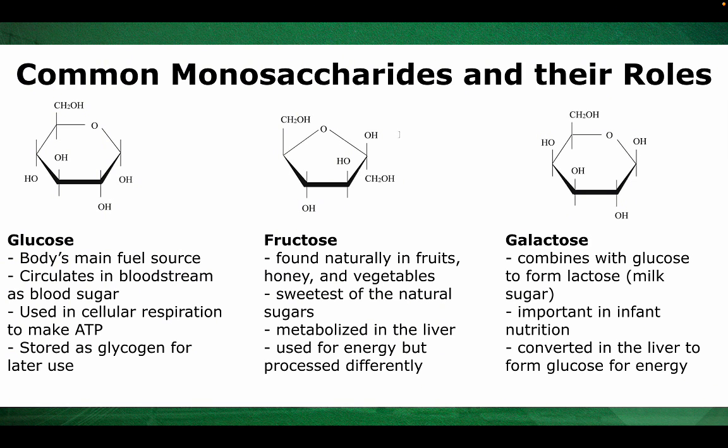Glucose is the body's primary energy source. It's what cells use to make ATP, the energy currency of life. Animals store this as glycogen. Fructose is the sweetest natural sugar found in fruits and honey. It's sweeter than glucose, that's why it's popular in sweeteners. It's processed mainly in the liver, which turns it into glucose or stores it.